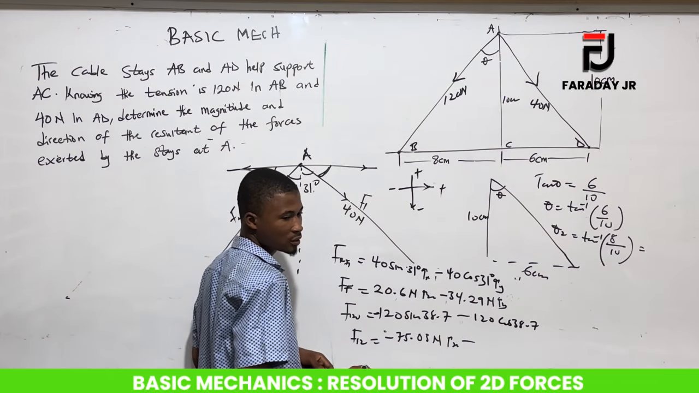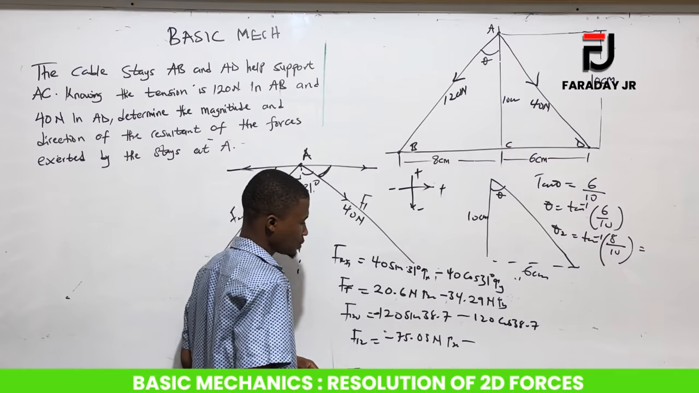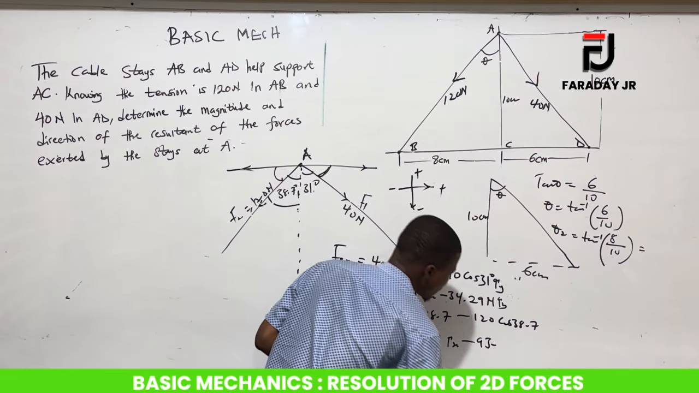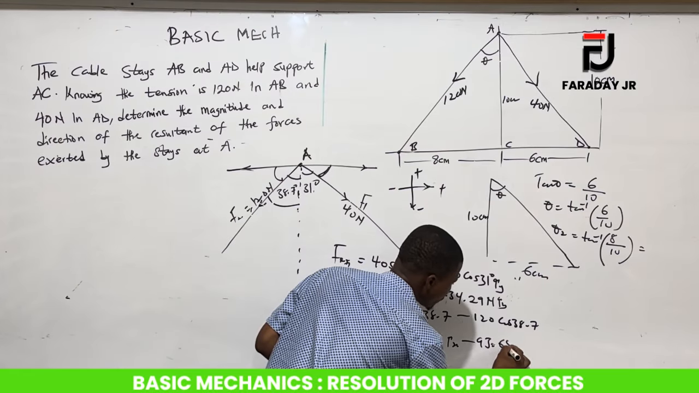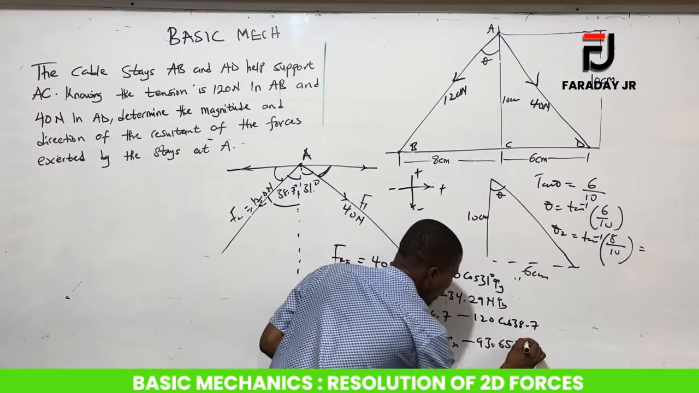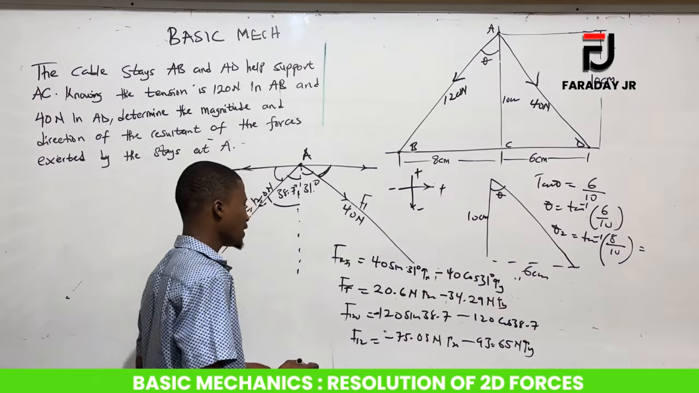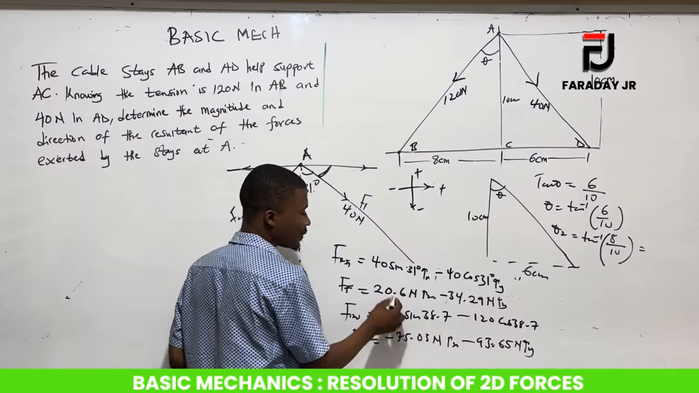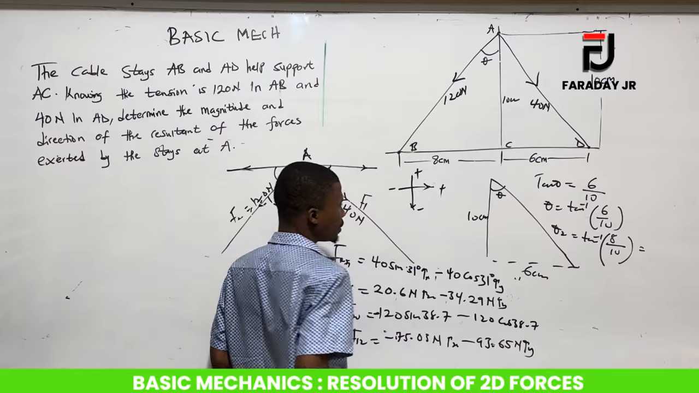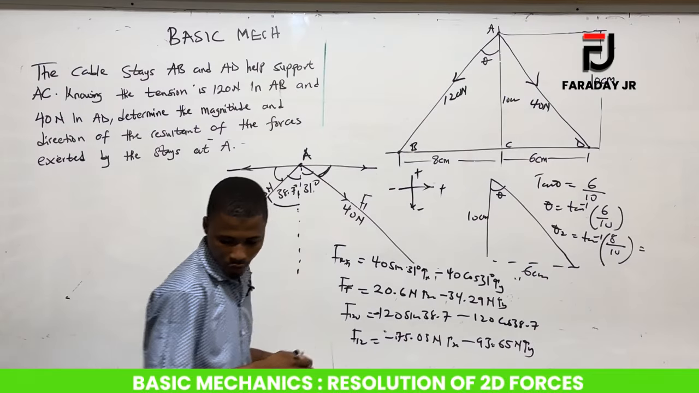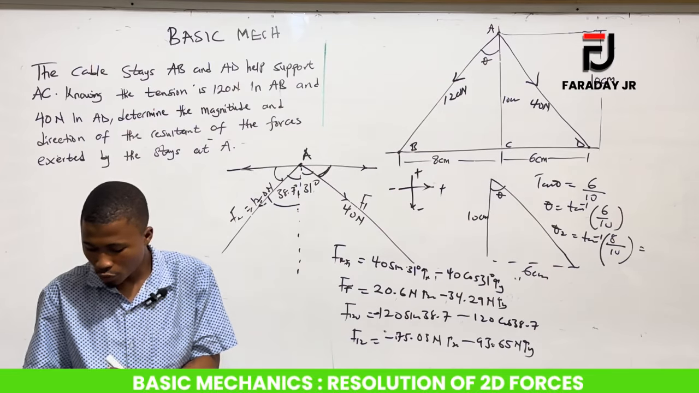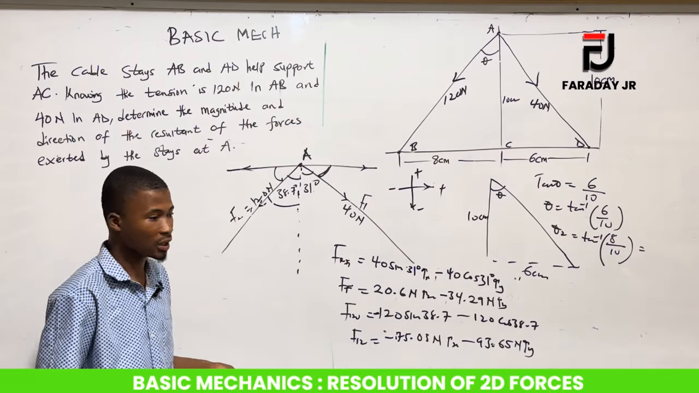What did you get again? 93.65 Newton Iy. So after you are done, you just need to add all the x plane and that of the y plane. And I said almost all the time, your main aim in 2D is to be able to resolve all the forces into x and y.